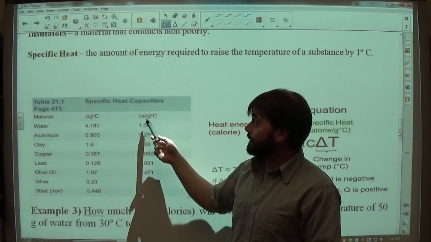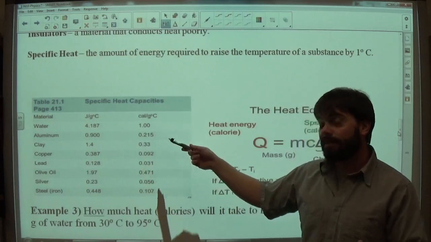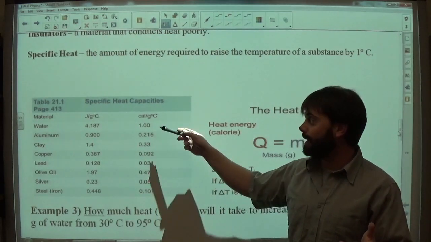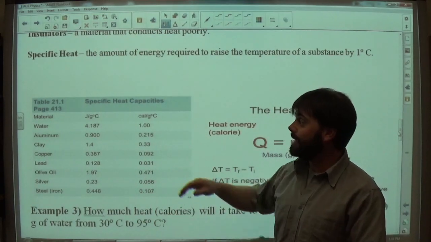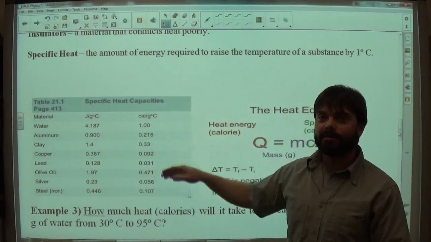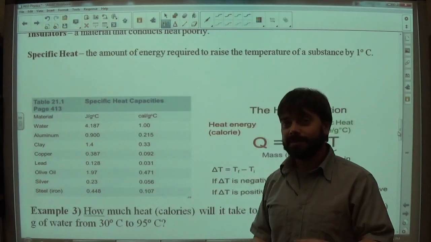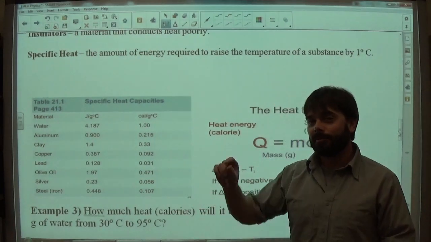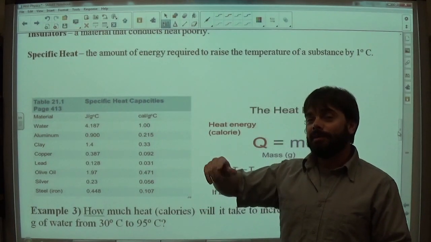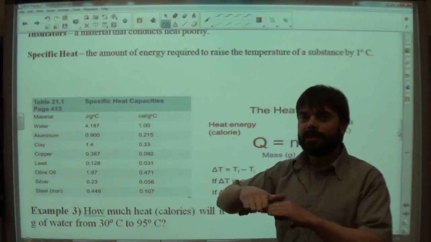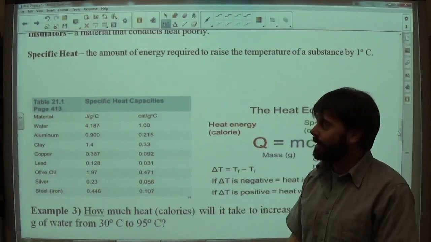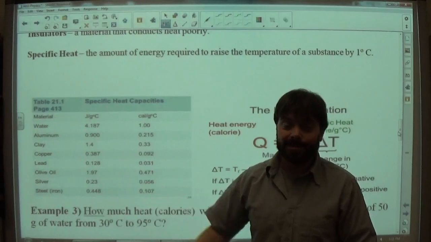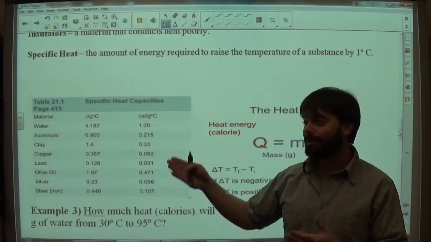And then this other, which is potentially in our everyday world, the calorie per gram degree Celsius. Water has a specific heat of 1 calorie per gram degree Celsius. And what that means is if you had 1 gram or 1 milliliter or 1 cubic centimeter of water, which is all the same thing, if you try to increase its temperature by 1 degree, it would take 1 calorie. Now, these are not necessarily food calories, because a food calorie is really 1,000 of these calories.